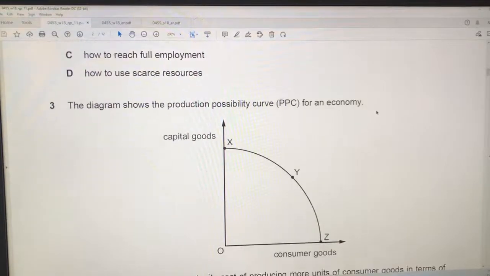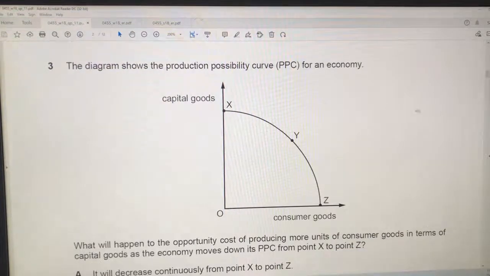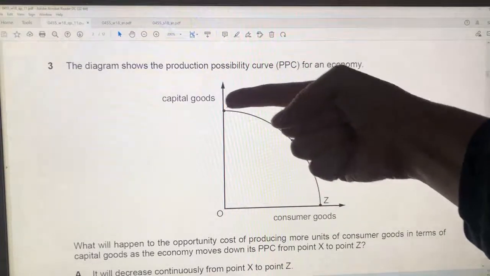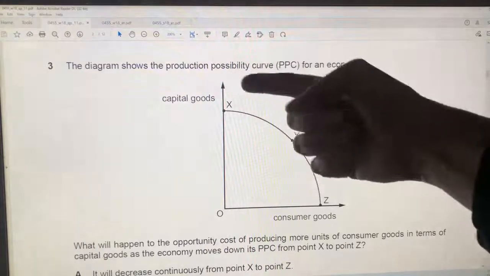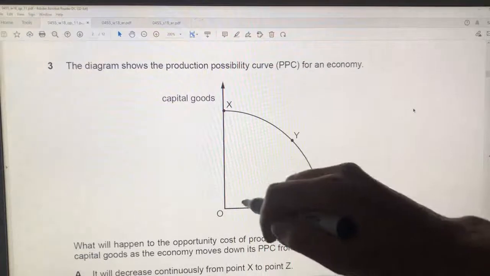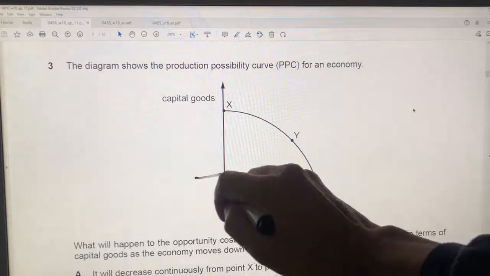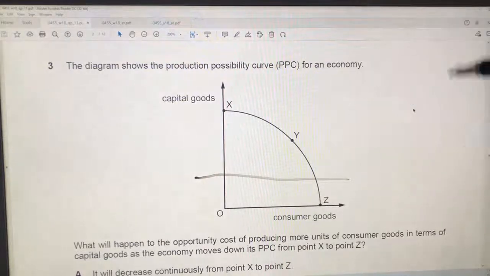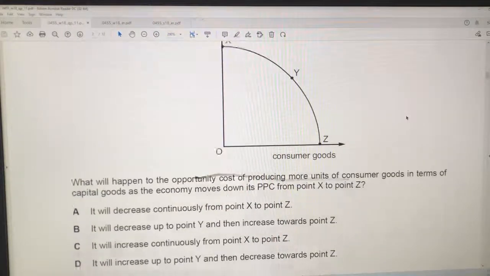And speaking of scarce resources, here's question 3 and another production possibility curve. Hey, look, this one is the standard production possibility curve. I call it standard. This is an economy with capital goods and consumer goods. And you know, we need to produce some amount of capital goods, some amount, just for depreciation or replacement of worn out capital goods. But let's read the question.